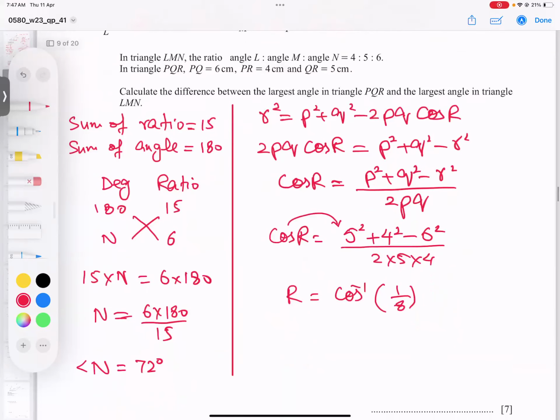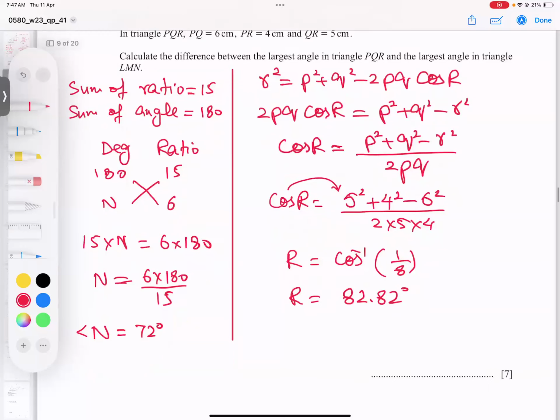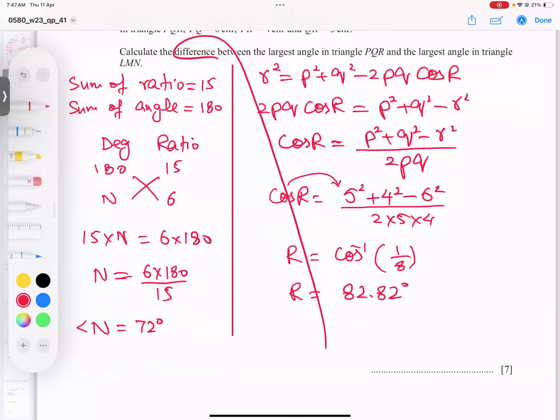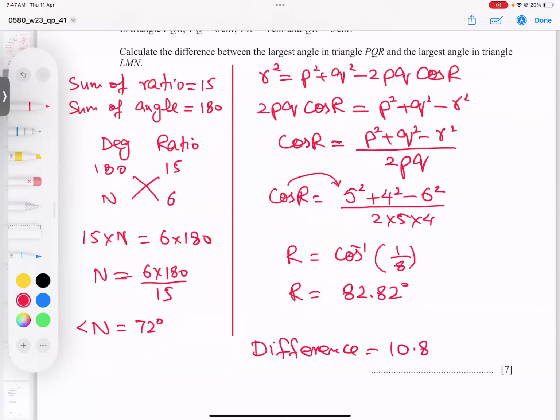108. And cos inverse 108 will give us angle R, 82.82 degrees. And if I subtract, what is the difference he's asking about? So the difference is coming so simple. Subtract, out of this, if I subtract this value, I will get 10.82 or 8 degrees, no problem at all. I believe the point is very, very clear.